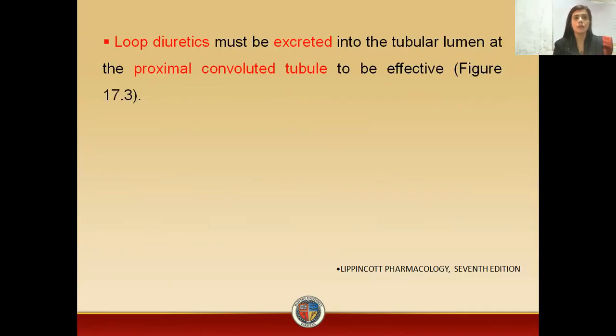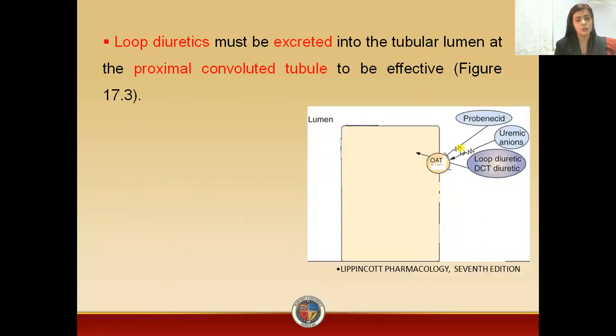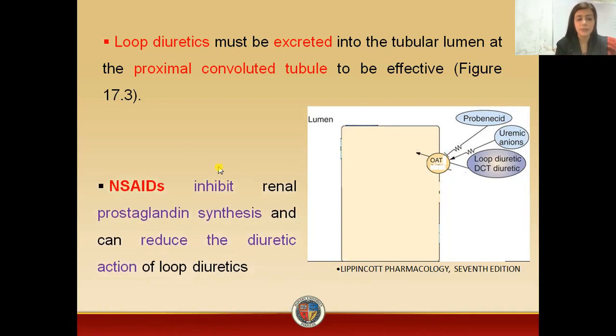These loop diuretics are actually excreted into the tubular lumen, particularly at the proximal convoluted tubule. This diagram is representing the proximal convoluted tubule, and this inner side is representing the tubular lumen. Now your loop diuretics will be excreted into this tubular lumen with the help of the organic acid transporter. So now your drug is in the lumen and ultimately will be excreted from the body.